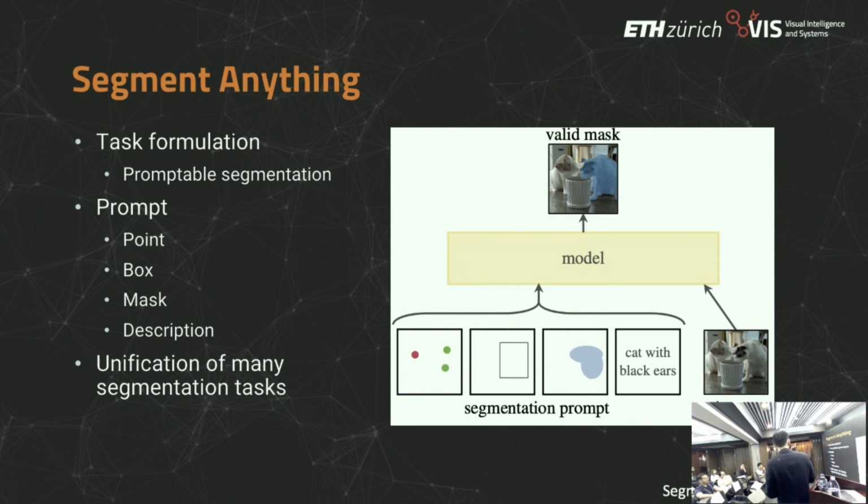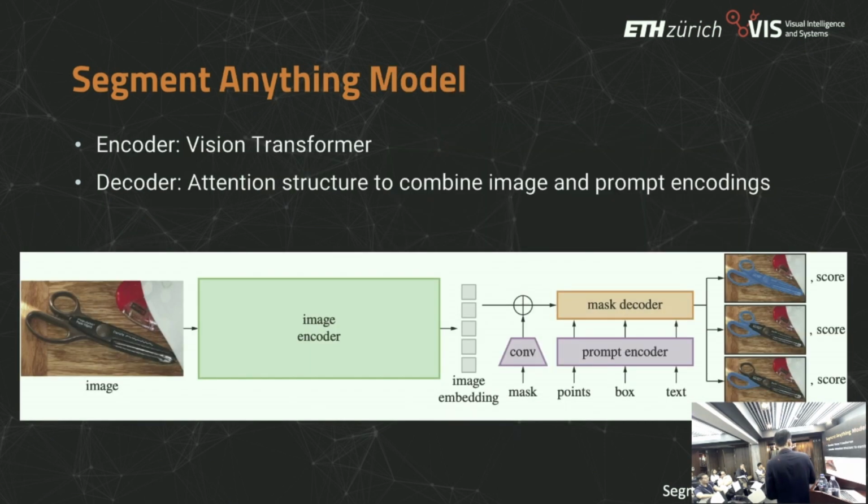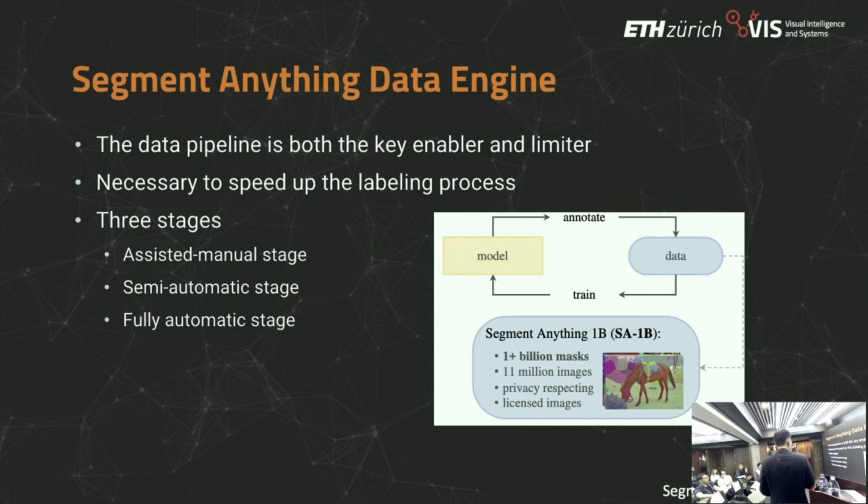In this case, it can unify many kinds of segmentation masks. Another way to look at this is that we have an image encoder and a decoder. The encoder is just a vision transformer, and the decoder is an attention structure that combines the image and prompt encodings, again similar to how we do object decoding in DETR. The most important part of this is the data engine, like how we can label all that data.